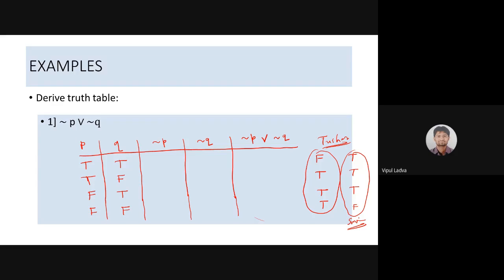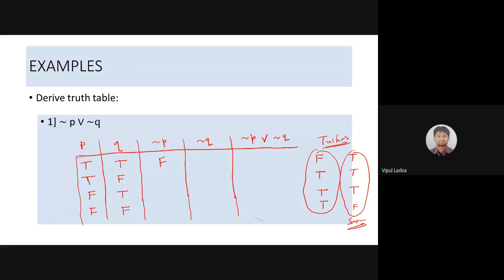Nikita, unmute yourself. Yes, sir. How are you? Sir, I'm fine. Good. So what is your choice? FTTT or TTTF? Sir, FTTT. Okay. Will you help me with the third column? Observe the first column. If the truth value of P is true, then the negation of P will be false.